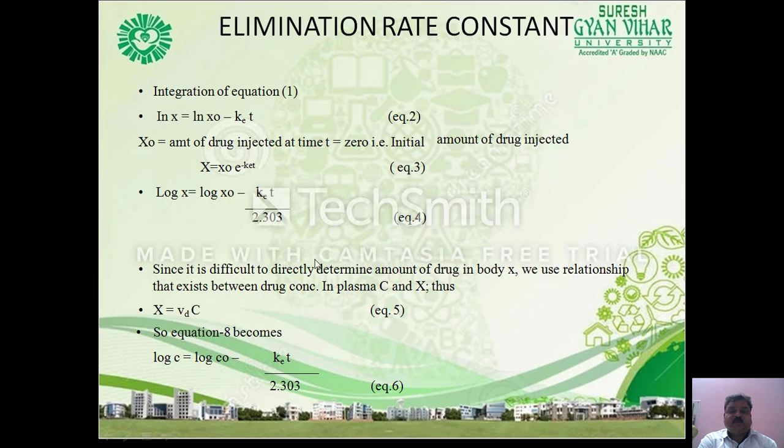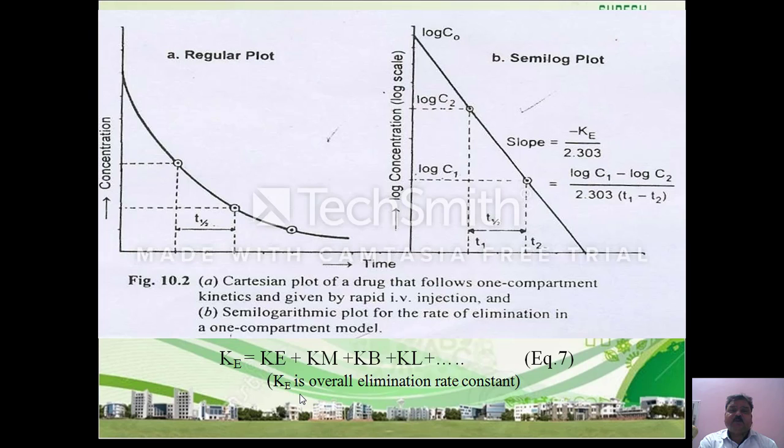So in this equation, X can become Vd times C, where Vd is the volume of distribution. Then equation 8 will become log C is equal to log C0 minus Ket divided by 2.303. As you can see, this is a regular plot and this is a semi-log plot. In the regular plot, it is concentration versus time, right? In the semi-log plot, we are taking the log of concentration versus time.